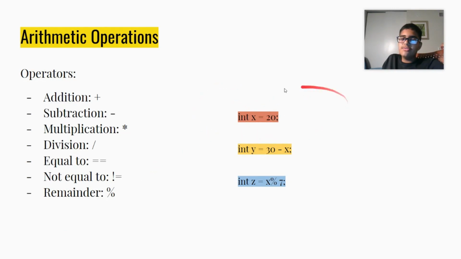Let's just say you define a variable x with the value 20 in it. Then you go on to the next line, which says integer y is equal to 30 minus x. Over here, we defined x is equal to 20. So y is equal to 30 minus 20, which is 10. And then integer z is equal to x modulo 7. So it's 20 modulo 7. 7 goes into 20 2 times, which gives you 14. And the remainder is 6. So this would produce the value 6.